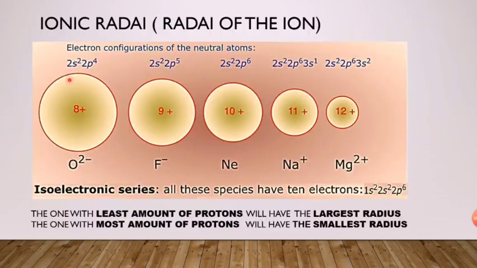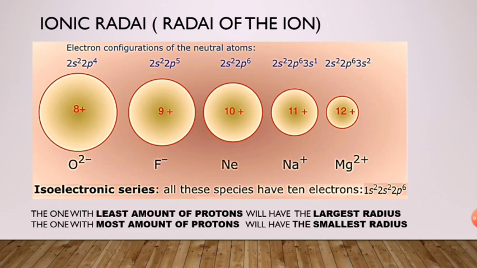And then when we consider ionic radii, what is an ion? An ion is formed when an atom loses or gains an electron. So in the case of isoelectronic species, like O2-, F-, Na+ and so on, all will have the same number of electrons. That's why I call them isoelectronic.